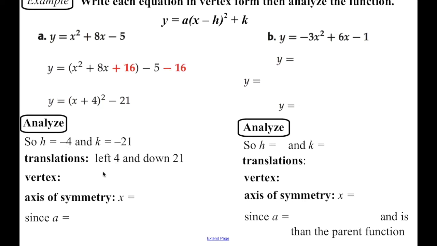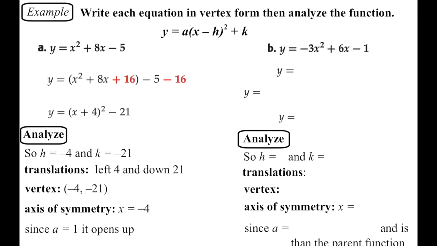Our vertex is (-4, -21). Axis of symmetry is x equals negative 4. And a is equal to 1, so we know that this thing opens up. And so if we wanted to, we could go ahead and do a sketch of that.